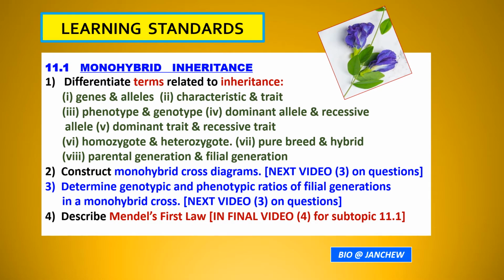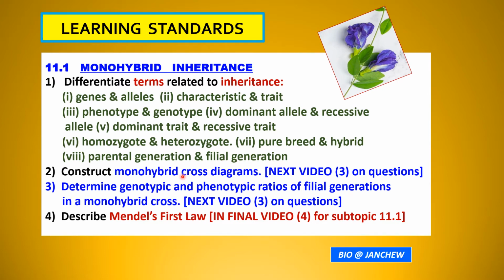The learning standards for today's lesson are as follows. After this lesson, we should be able to differentiate terms related to inheritance, such as genes and alleles, characteristic and trait, phenotype and genotype, dominant allele and recessive allele, dominant trait and recessive trait, homozygote and heterozygote, pure breed and hybrid, parental generation and filial generation.